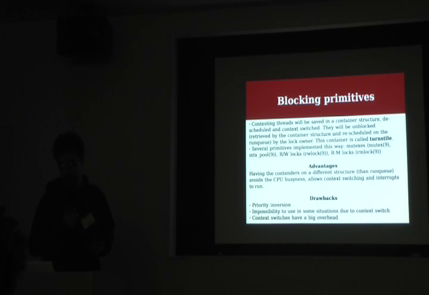Along with spinning primitives, we even have blocking primitives. Blocking primitives basically allow the contenders to be taken off the run queue and put on another kind of container, and they context switch immediately. They will be put on the run queue of the scheduler again just when the owner releases the lock, and it will be the owner that has the duty to do all the handover operations. We have several primitives implemented as blocking primitives, like mutexes, RW locks, and RM locks.